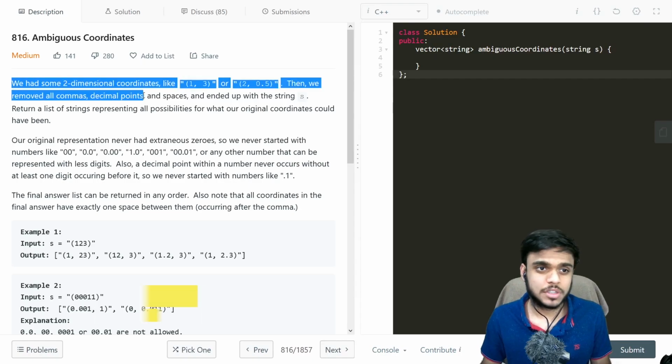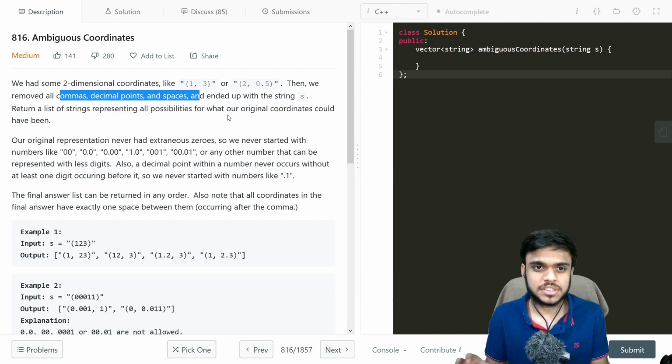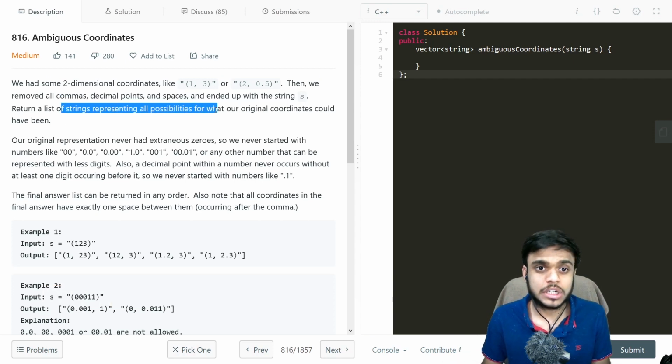We had some two-dimensional coordinates like (1, 3), (2, 0.5), and then they removed all commas, decimal points and spaces and ended up with just a string s. Return a list of strings representing all possibilities for what our original coordinates could have been.